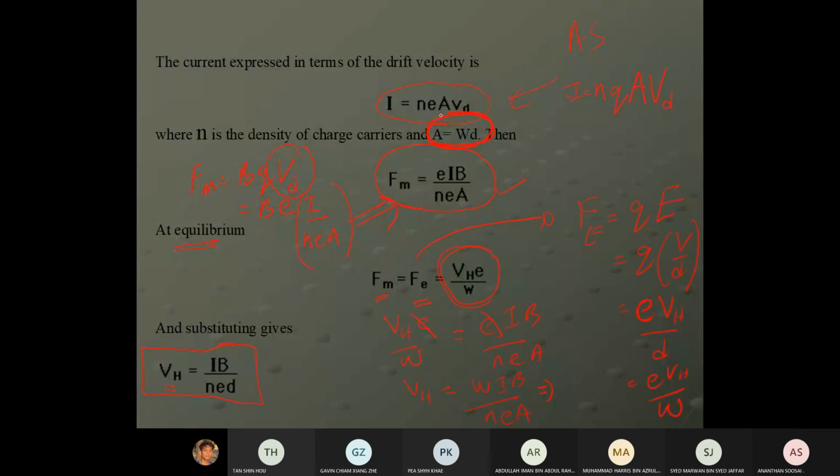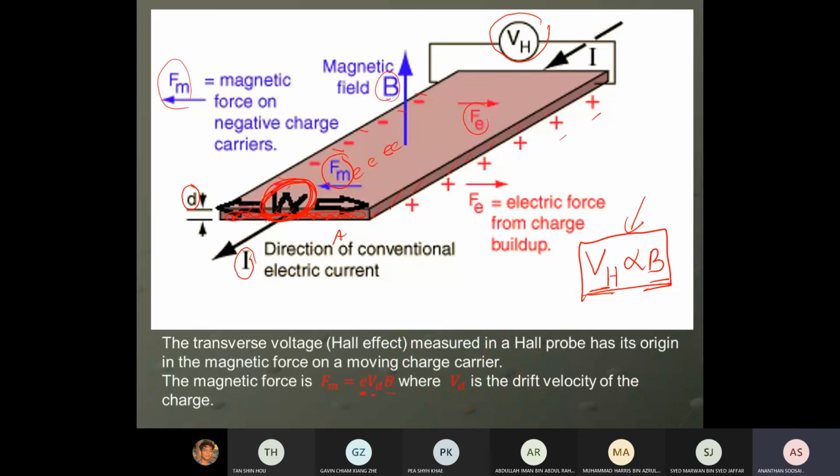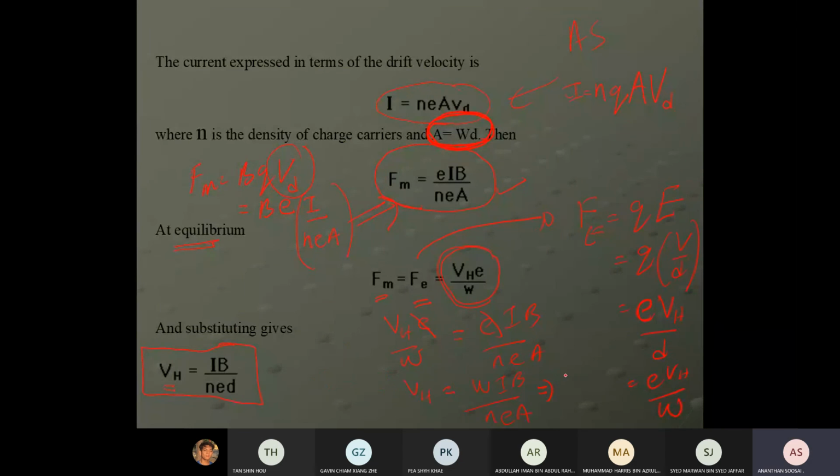Area is what? Go to the diagram. The side area equals W times the thickness D. So up is W I B, down is n e A, which is W D. That substitution you have to show. So W and W cancel, and you get this whole Hall voltage formula.